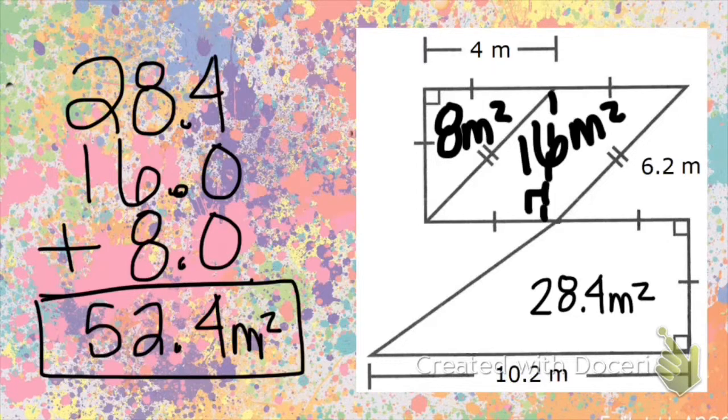I hope this was clear and that you guys have a better understanding of the different ways we might run into composite figures.